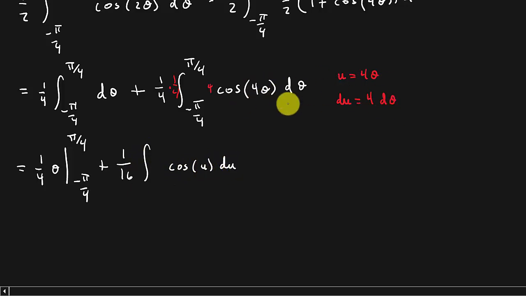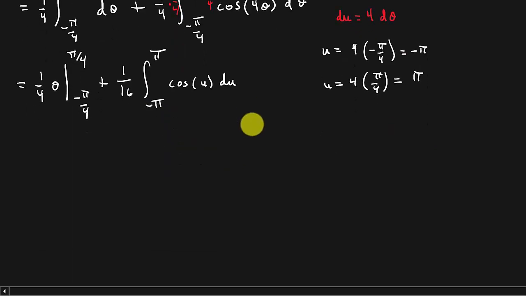of cosine u du. I'm making my substitution. And remember, since my variable is now in terms of u, I have to change my limits. So u is equal to, if I plug in negative pi over 4, that's going to give me 4 times negative pi over 4, which is negative pi, and u equals 4 times pi over 4, which is equal to pi. So that's negative pi to pi.